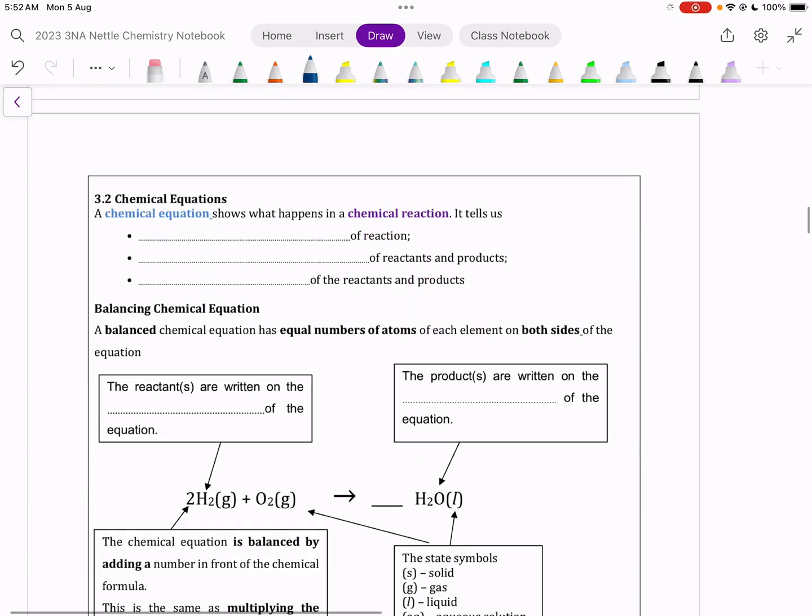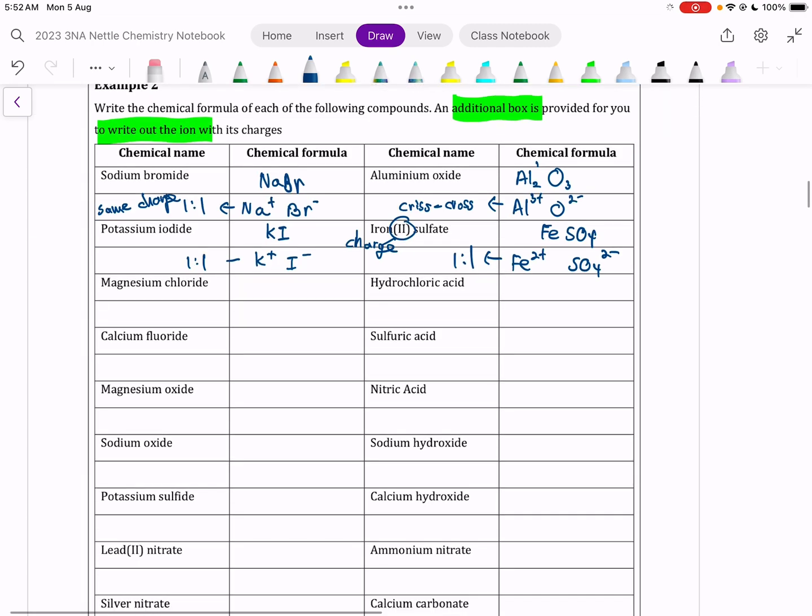Then let me see. You also have magnesium chloride, Mg2 plus, Cl minus. So again, you do a crisscross. So this is MgCl2, and then you have hydrochloric acid, H plus, Cl minus.